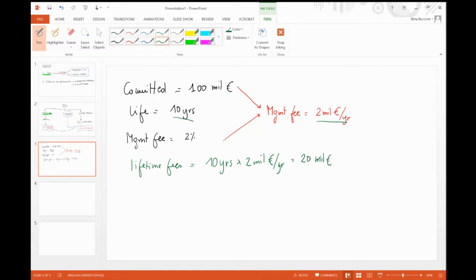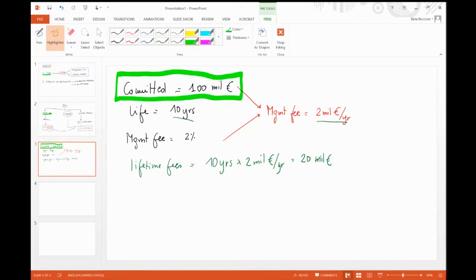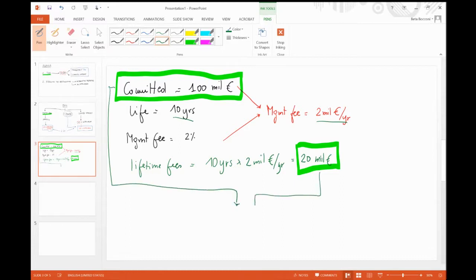Which basically, guys, implies that given a committed capital of 100 million euros, you promise the general partner to bring to the fund or the limited partnership 100 million euro. But you know since the very beginning that 20 million will be pocketed by the general partners. And so this 20 million will not be invested in companies. The difference between the committed capital and lifetime fees is defined as invested capital. So it is the amount of money that is really available. It is left invested capital.